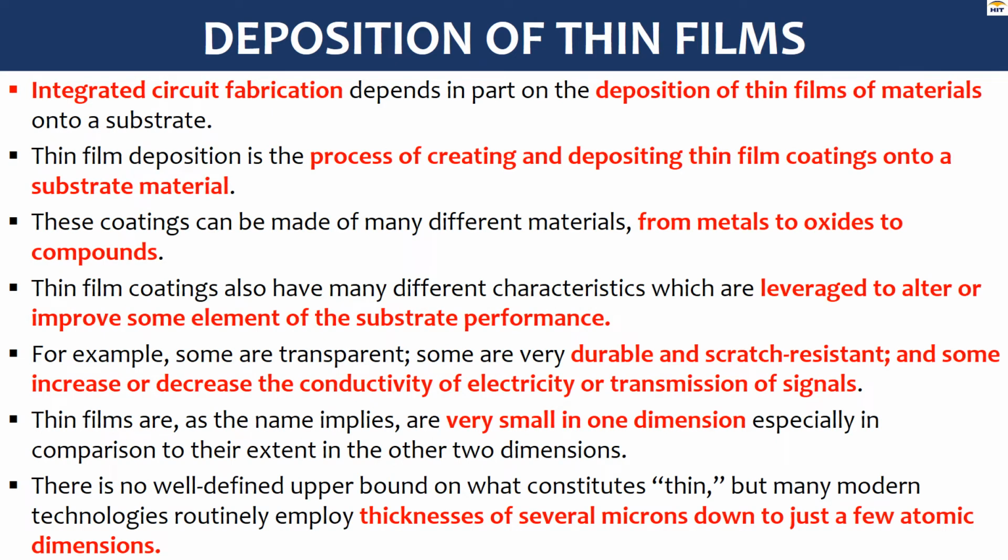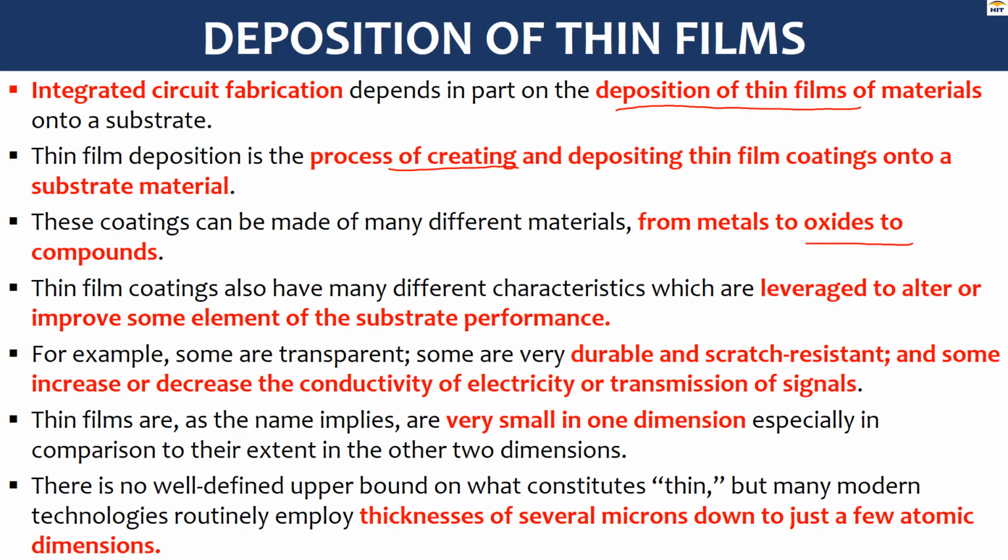Integrated circuit fabrication depends in part on the deposition of thin films of materials onto a substrate. This is the process of creating and depositing thin films onto a substrate as a coating. These films are made of different types of oxides or compounds, so the coatings have different purposes and different characteristics.